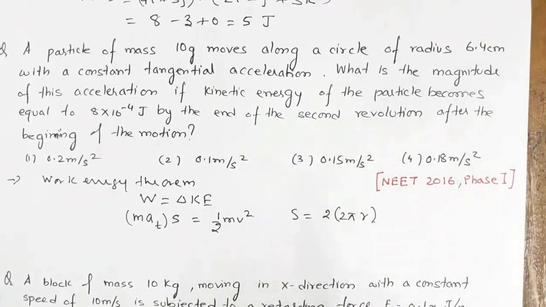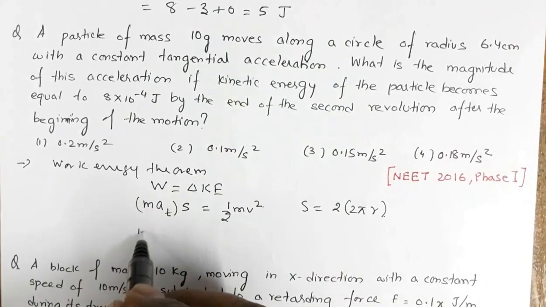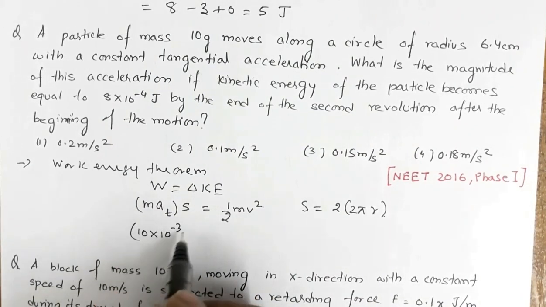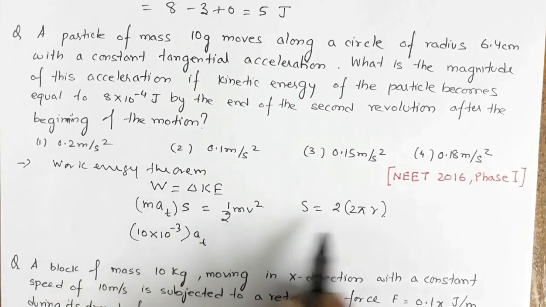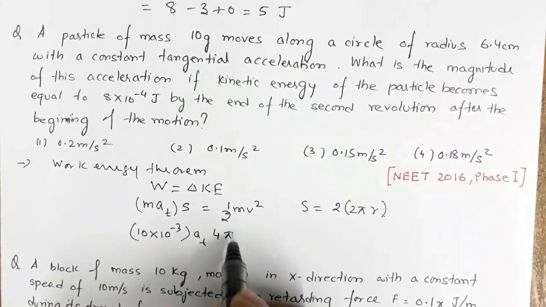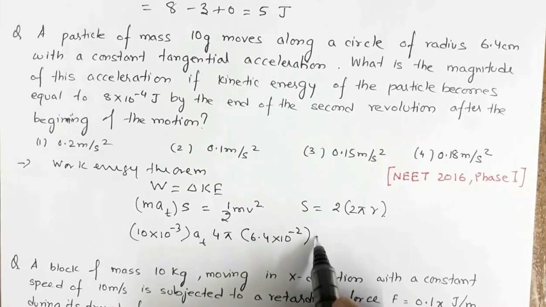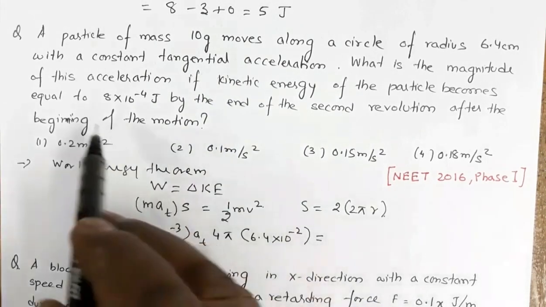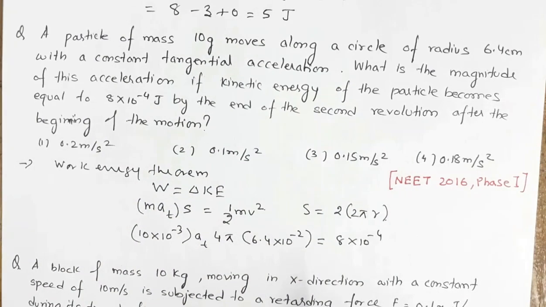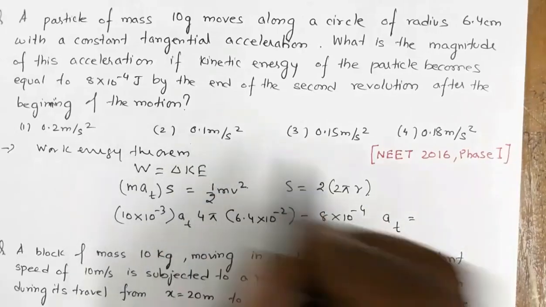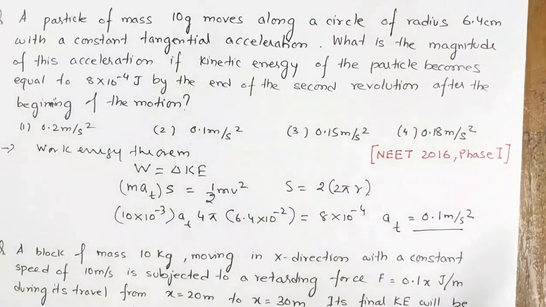Okay. Radius is 6.4 centimeter. So mass is 10 gram, so this is 10 into 10 power minus 3. So tangential acceleration multiplied by this quantity 4 pi, radius is 6.4 centimeters, so 6.4 into 10 power minus 2, is equal to half mv square. The kinetic energy is given 8 into 10 power minus 4. Okay. Now on solving this you will get 0.1 meter per second square. So option 2 is the correct answer.